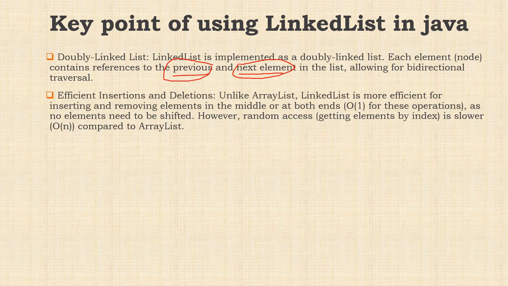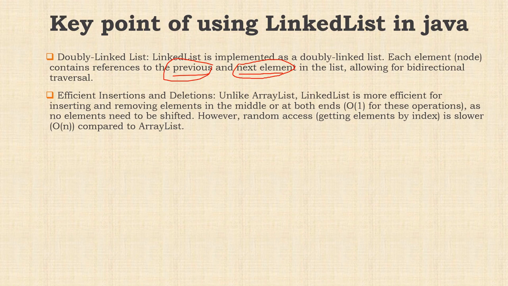Efficient insertion and deletion, unlike array list. Linked list is more efficient for inserting and removing elements in the middle or at both ends, order of one for these operations, as no elements need to be shifted. However, random access, getting elements by index, is slower, order of n, compared to array list. So if you want to insert or delete from the middle of a collection, it will be better to use linked list, because time complexity will be order of one.